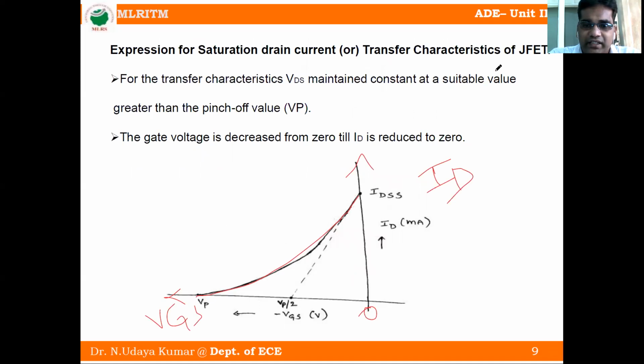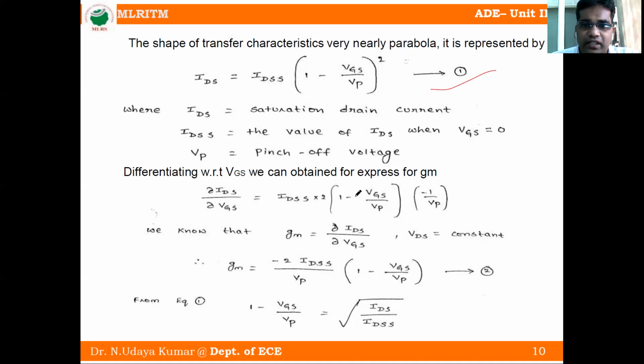See, the value of ID is maximum when VGS is equal to 0. This is the VGS = 0 point, where the ID current is maximum. That maximum current we call IDSS, that means the value of IDS when VGS is equal to 0. Here VP is the pinch off voltage.